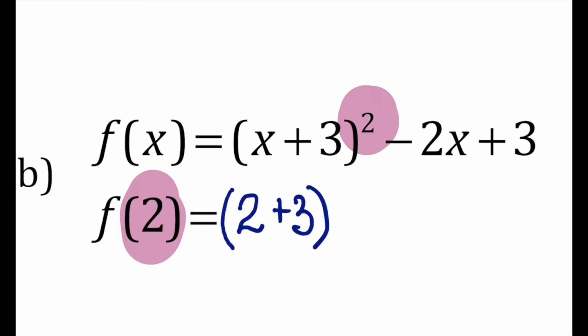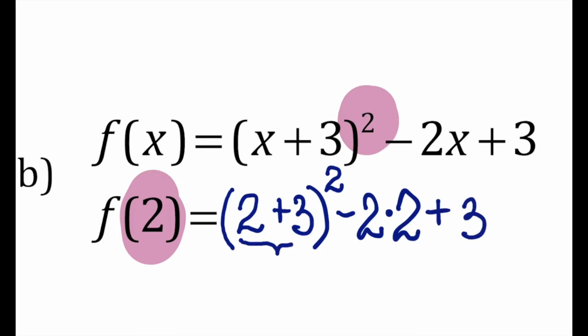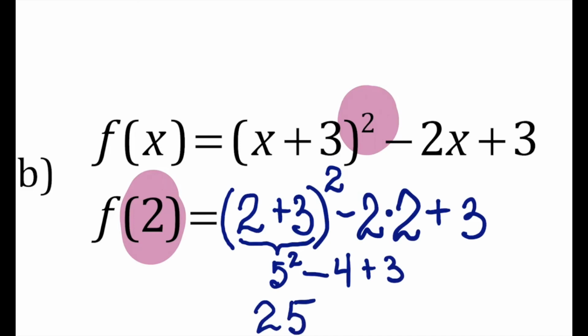X is replaced by 2 plus 3. Parentheses always take precedence, remember, and they are to the second power, minus 2 times x, my x is 2, so it's 2 times 2 plus 3. Inside the parentheses, these would spit out 5, and then 5 is to the second power, minus 4 plus 3. 5 to the second power is 25. Minus 4 plus 3, that's like minus 1, so that's going to be 24.